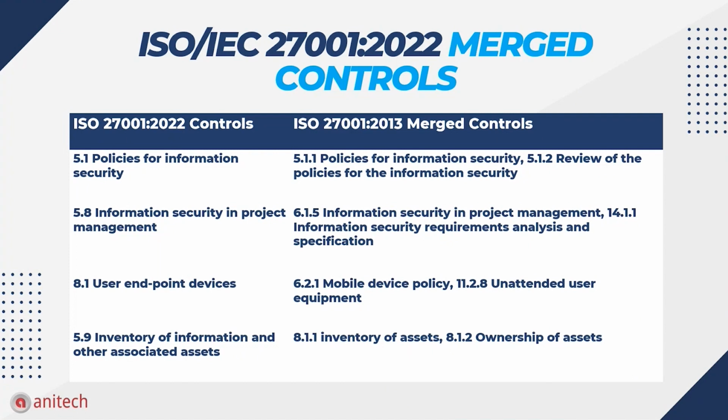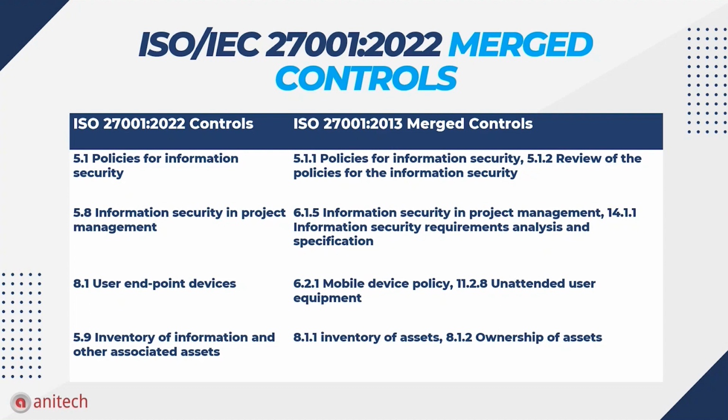Moving on, here is the list of merged controls, and let me tell you, the merged controls are too many. I'll try to make it as quick as possible, but I'll ask you to go through it once again if you want a better understanding. Let me start. The policies for information security and the review of policies for information security from the previous version are merged into policies for information security in the new version. Information security in project management and information security requirement analysis and specification have been merged into information security in project management in the new one. Mobile device policy and unattended user equipment are merged into user endpoint devices.